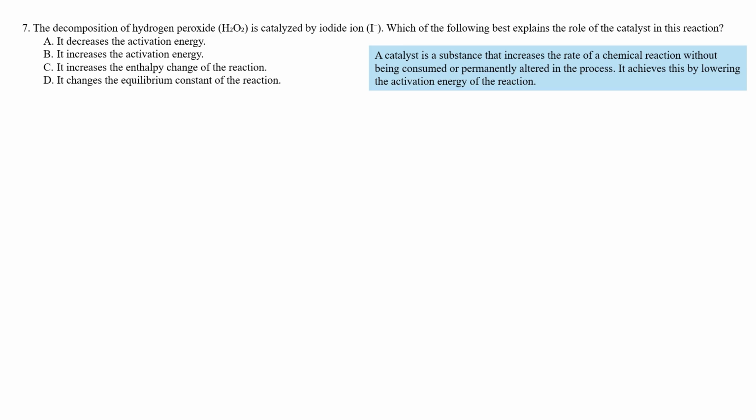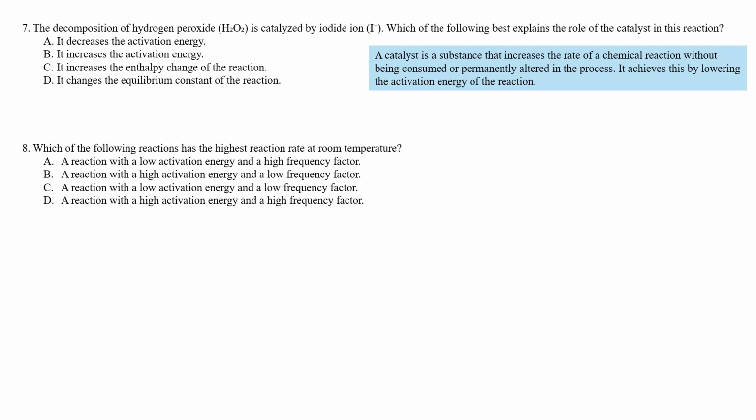How about the enthalpy change, delta H? A catalyst does not affect delta H, the enthalpy change. The reactant energy level and the product energy level stay the same. The only effect of the catalyst is on Ea, the activation energy. Question number 8. Which of the following reactions has the highest reaction rate at room temperature?